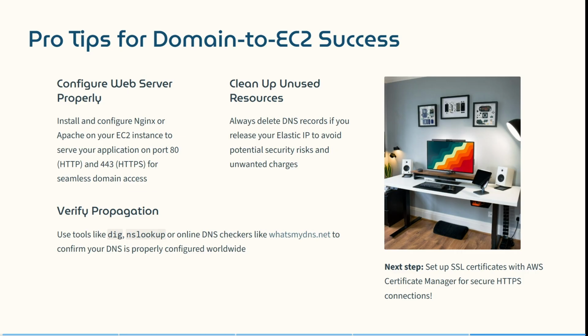Here's a pro tip for your domain to EC2 success. First of all, install and configure Nginx or Apache on your EC2 instance to serve your application on port 80 and 443 for seamless domain access. Always delete DNS records if you release your Elastic IP to avoid potential security risks and unwanted charges. And then use tools like dig, nslookup, or an online DNS checker like whatsmydns.net to confirm your DNS is properly configured worldwide. The last step is to set up your SSL certificates with AWS Certificate Manager for a secure HTTPS connection.